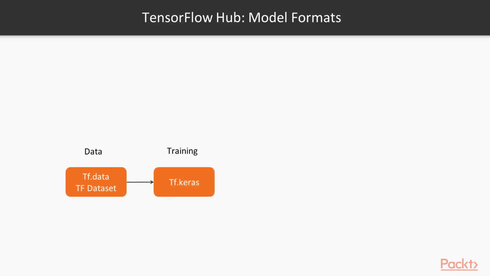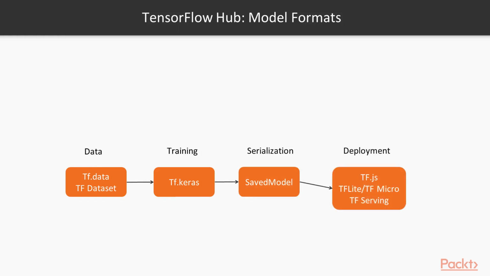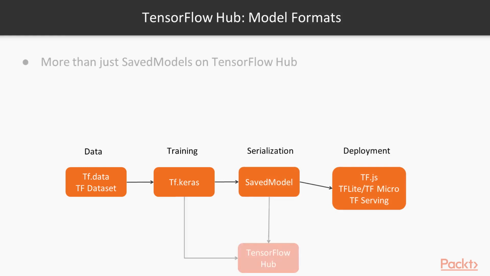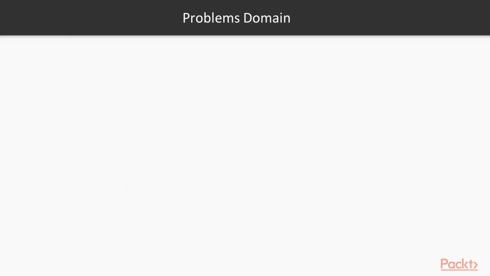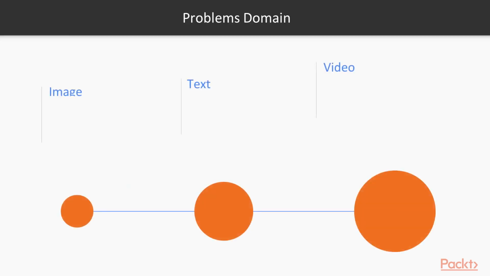Then we export the model to a saved model format, which can be deployed to cloud, web, mobile, and edge devices. There are more than just saved model formats on TF Hub, though. There are also TensorFlow.js models, TF-Lite models along with their metadata, which describes the model, and models for the Coral Edge TPU devices. There are models for image, text, and the video problem domains.